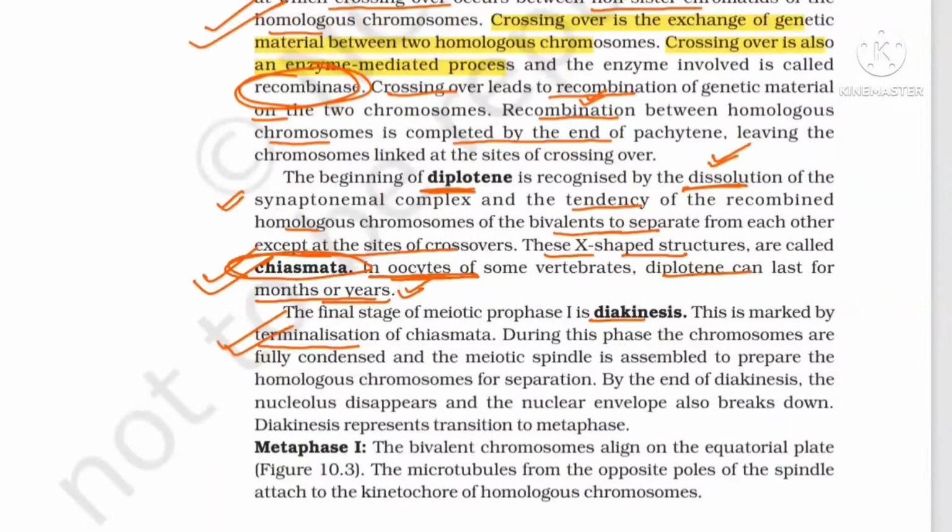It means nucleus, nuclear membrane, nucleolus, all things will disappear. Chromosomes have achieved the full condensation. Meiotic spindle is assembled. By the end of diakinesis, nucleolus disappears, nuclear membrane disappears, and diakinesis means transition to metaphase. Again, statement question: diakinesis represents transition to metaphase. Please remember this. Now let me explain you from the diagram.